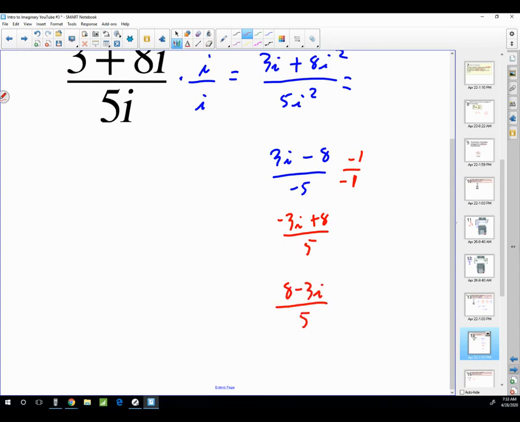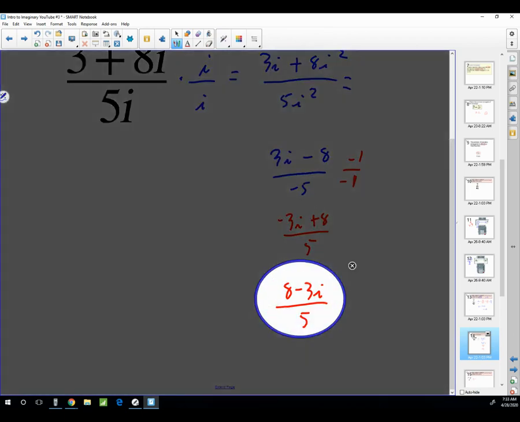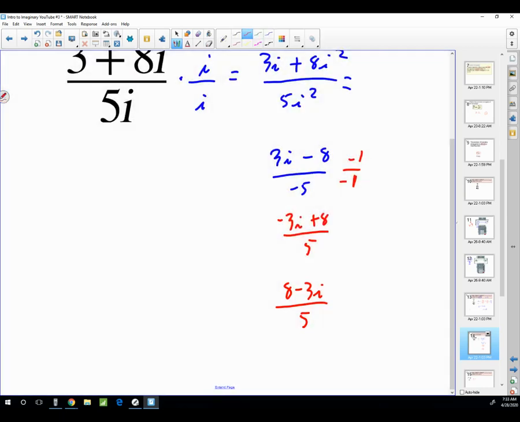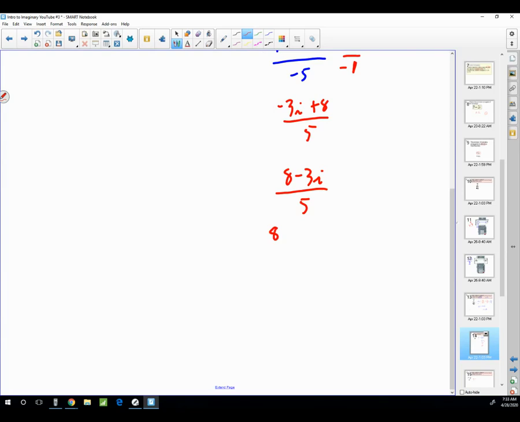Now, this is an acceptable format of the answer right here. And if we were doing a paper test, I would take that. But we have to type something into Socrative that we need to be consistent. All right, so we're going to rewrite this as 8/5 minus 3i over 5. And at Socrative, it'll look like this.